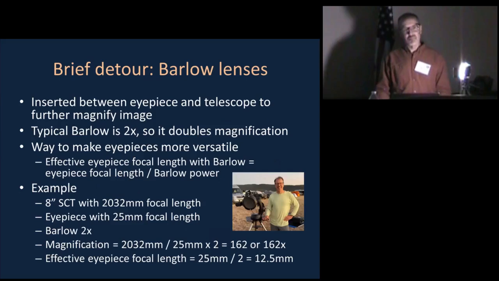All right, I'm going to take a brief detour. A lot of times, especially if you buy a kit of a telescope, it will come with a Barlow lens. But what's a Barlow lens? A Barlow lens is basically another lens that gets inserted into where the eyepiece would go into the telescope, in between.